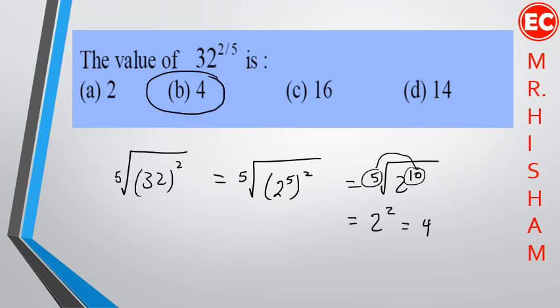Again, I may think of 32 as 2 times 2 times 2 times 2 times 2, which is 2 to the power of 5. By cancelling the 5 of the root with the 5 of the power, it gives me 2 to the power of 2, which is equal to 4.